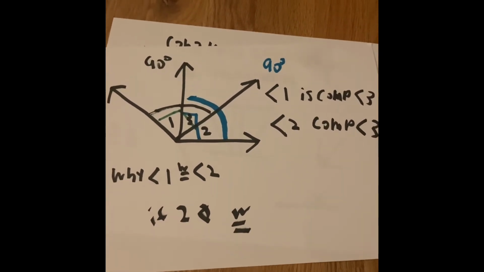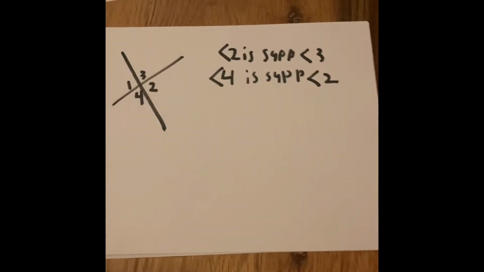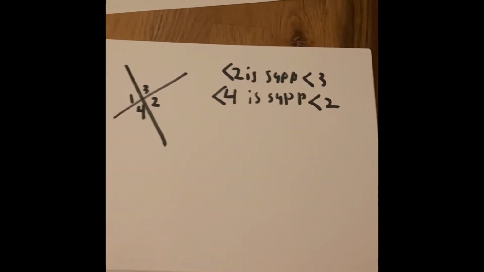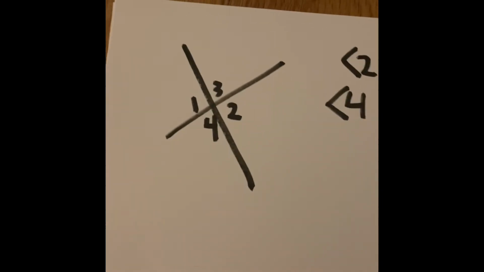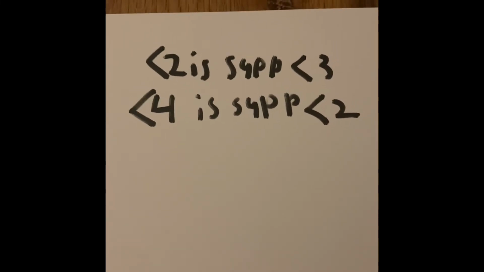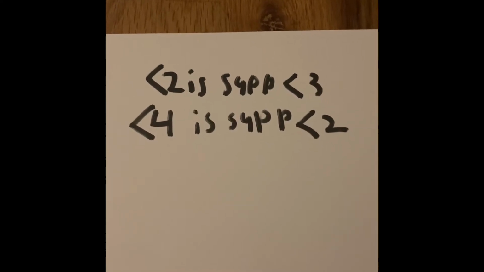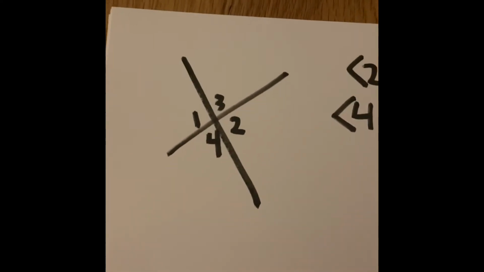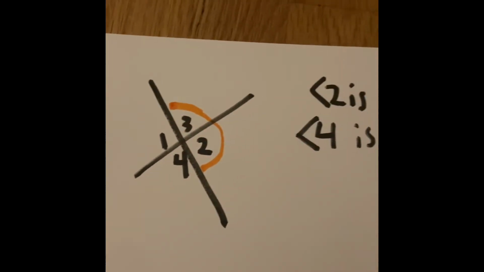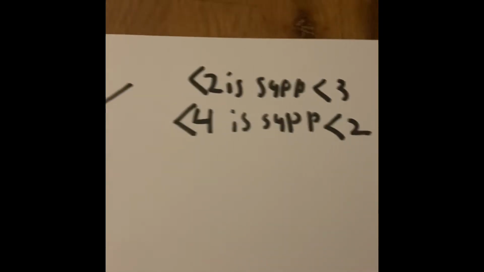Now, since we already know that, we are going to learn about supplementary angles. So here's a diagram which looks like an X. What's given to us is angle 2 is supplementary to angle 3, and if you ever learned about straight lines, it's 180 degrees. So angle 2 is supplementary to angle 3. It also says angle 4 is supplementary to angle 2.